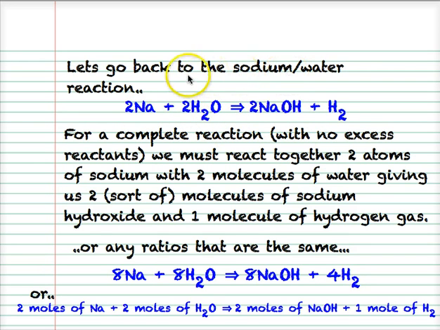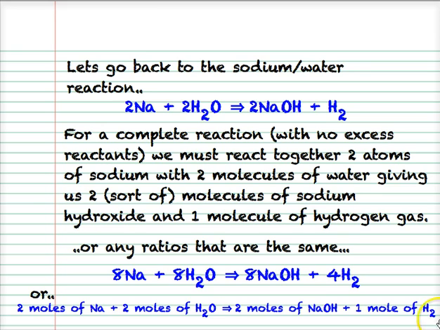Like in a math equation, we can double everything, do the same function to all parts of the equation, and the equation still balances. So it could be 8 atoms of sodium, 8 molecules of water, giving us 8 units of sodium hydroxide and 4 of hydrogen gas. Or 2 moles of sodium. That's obviously a very big number of atoms, but 2 moles of sodium atoms, 2 moles of water gives us 2 moles of sodium hydroxide and 1 mole of hydrogen. Or even 1 mole of sodium, 1 mole of water gives us 1 mole of sodium hydroxide and half a mole of hydrogen.